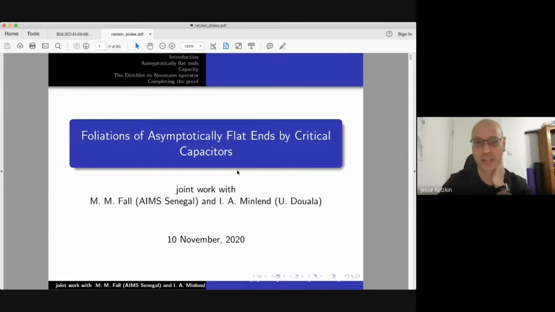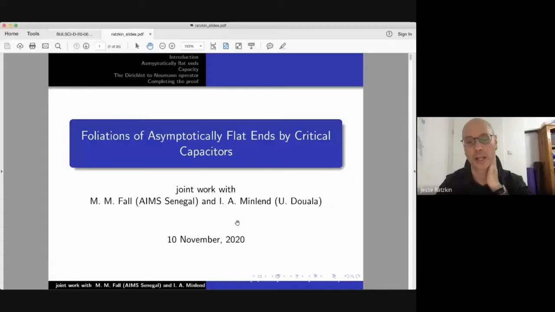And I'm going to tell you a bit about some joint work with Mustafa Fall from Senegal and Ignace Minlend, who is in Cameroon at the University of Douala. And this is about a problem connecting the geometry of an asymptotically flat end and some potential theory.